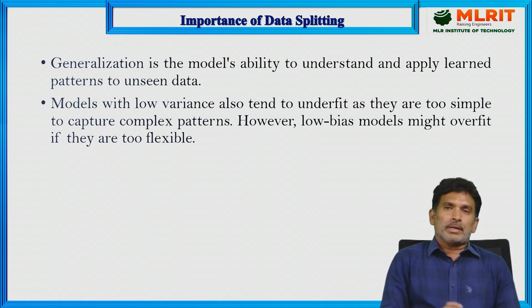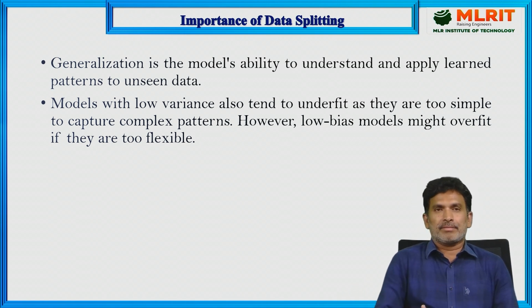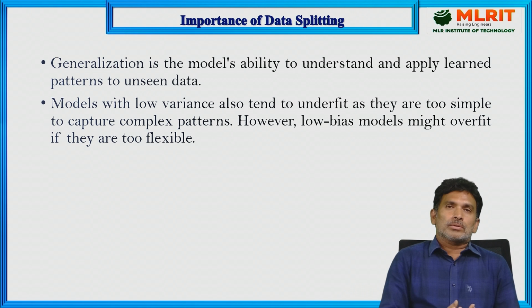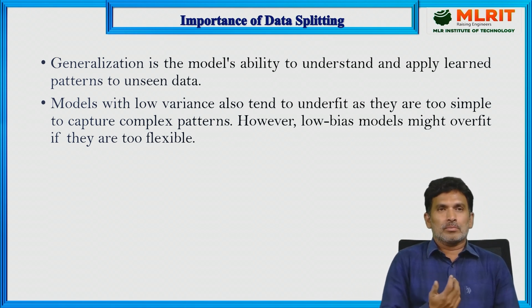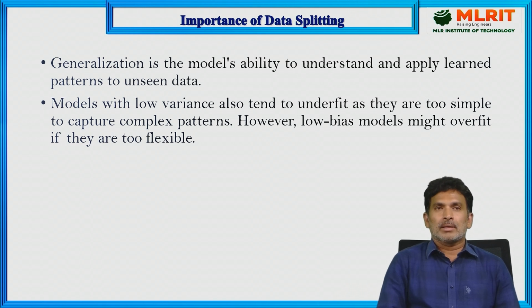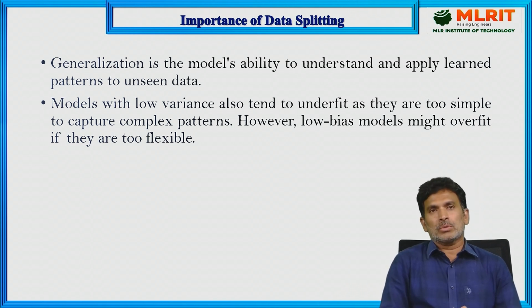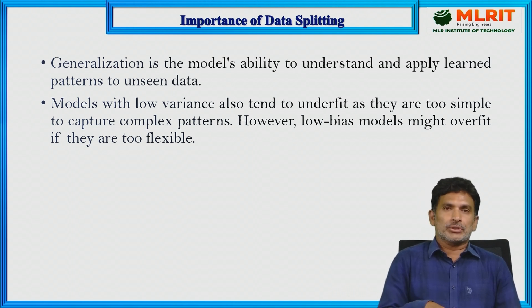That could be either overfitting or underfitting. So how can we build a model which is more generalized? That means a model which has the ability to understand and apply learned patterns to new data. Models with low variance also tend to underfit as they are too simple.